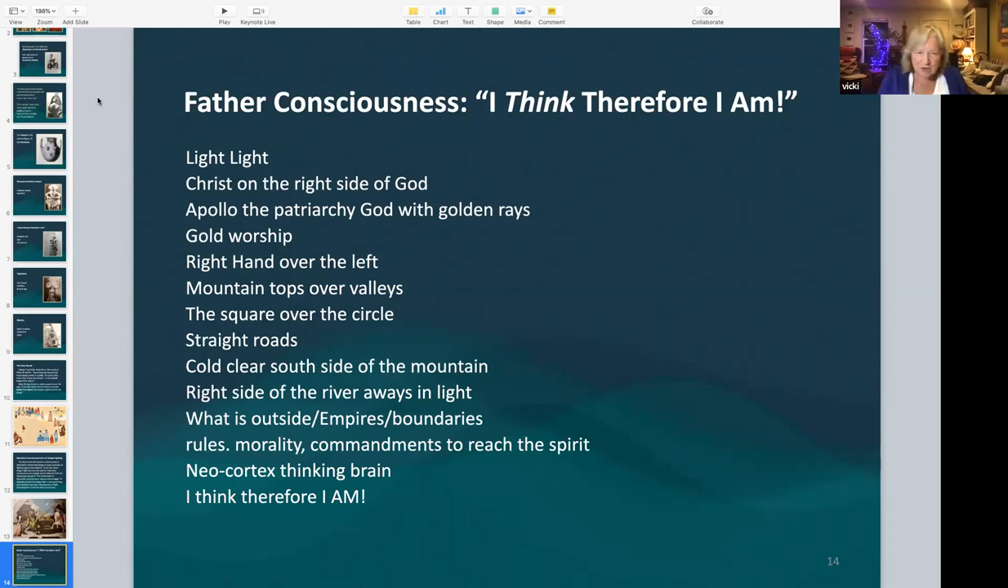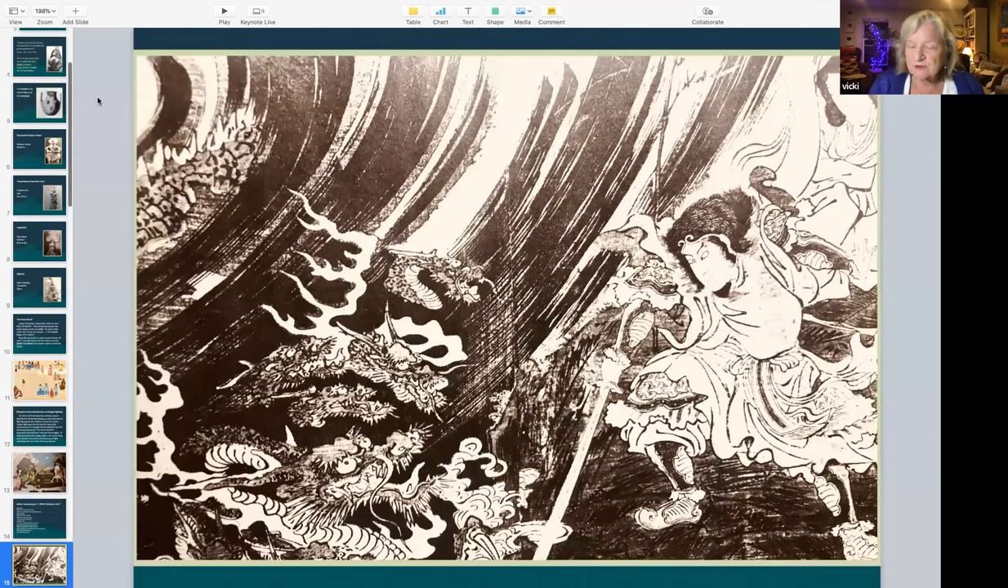There's a Japanese etching, slaying the dragon. And there's this poem that I found from King James' poem in Job. I come out of the mother naked, and I will be naked when I return. The Lord gave and the Lord takes away. Blessed be the name of the Lord. So now father consciousness is completely captured. With this dragon slain and this big fight. Abraham religions, it's about the Lord.